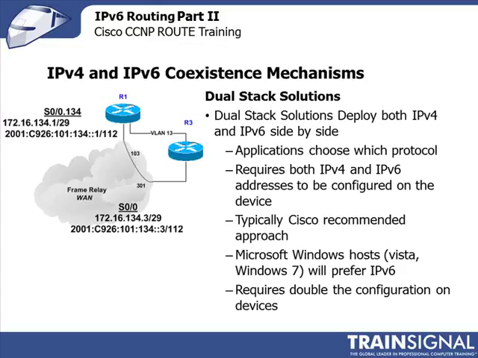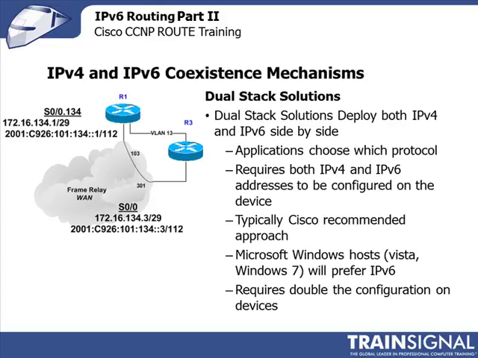Again, first there's dual stack solutions. This essentially deploys both IP version 4 and IP version 6 side by side, and it's sometimes called ships in the night routing because they're working alongside, but they're not sharing information or integrating in any real way. The applications ultimately choose which protocol to use. This obviously requires IPv4 and IPv6 addresses and routing to be configured on all the devices. This can be the case with laptops, workstations, servers, routers, switches, and so forth.